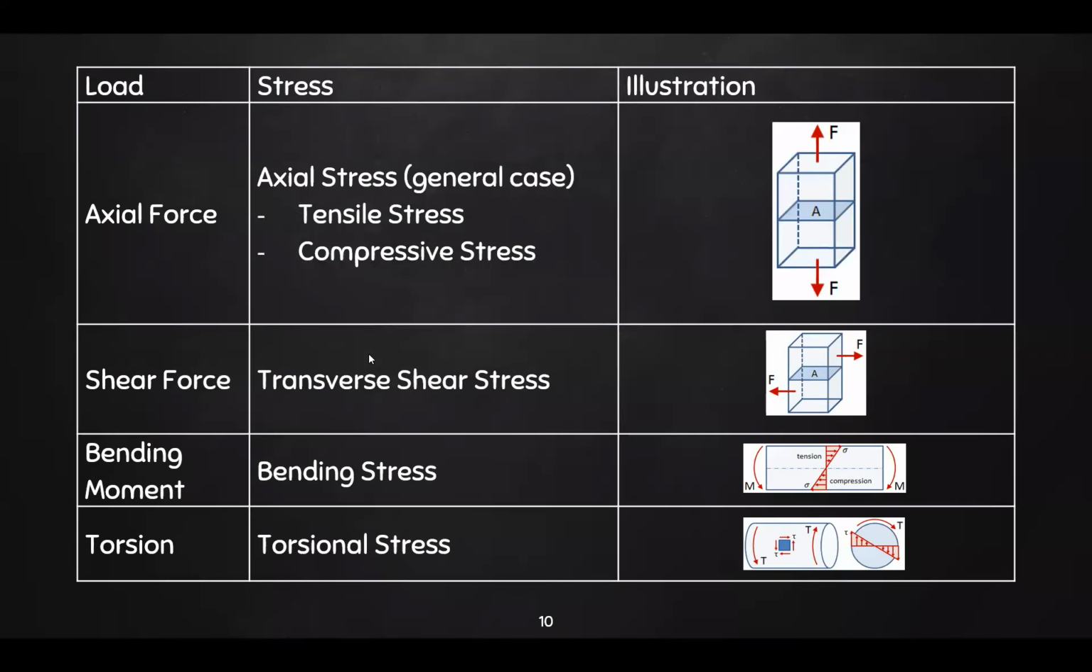So this is an illustration or summary of what we've talked about. If you have an axial load or axial force, it creates axial stress. It can either be tensile stress or compressive stress, and it looks like this. So you have force away from your body. So this produces tensile stress. And this is your cross-sectional area. Your force is perpendicular to it.